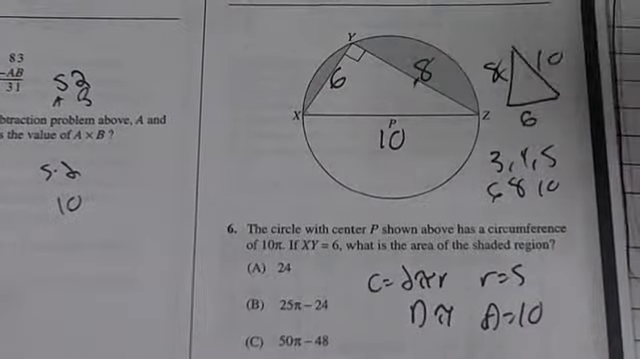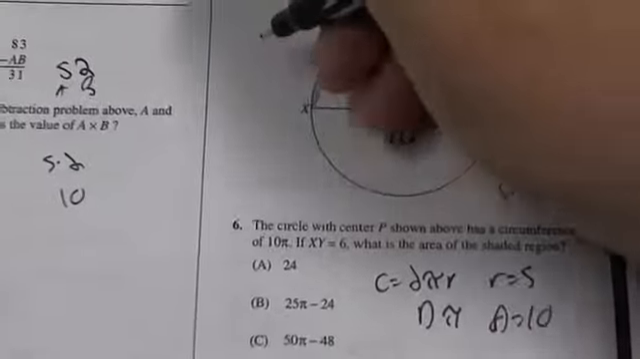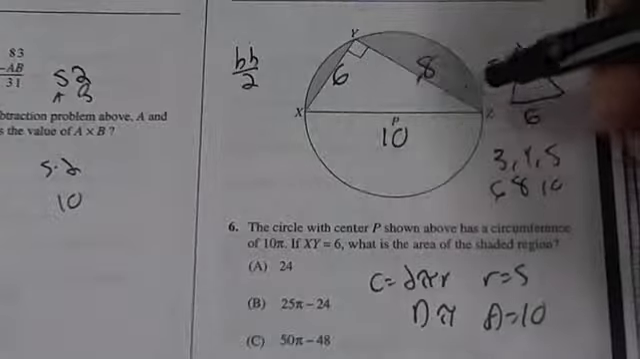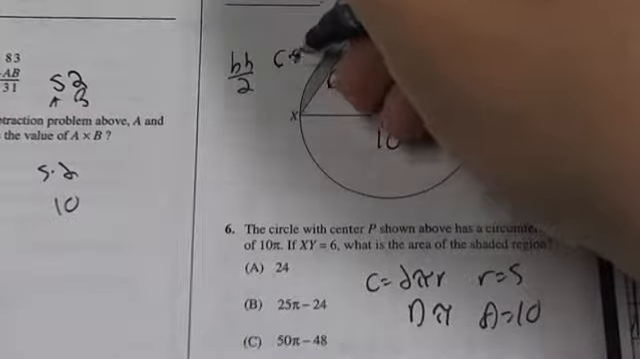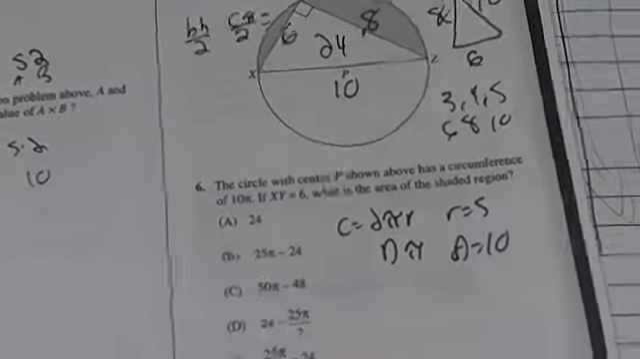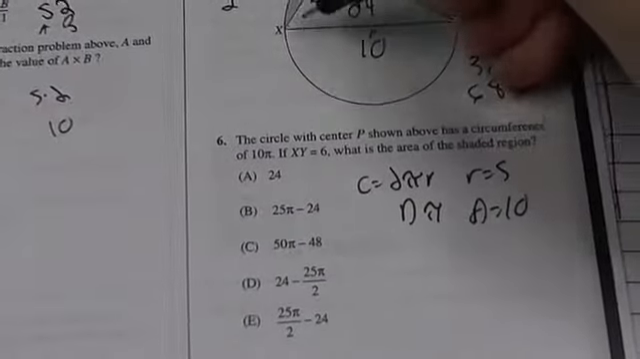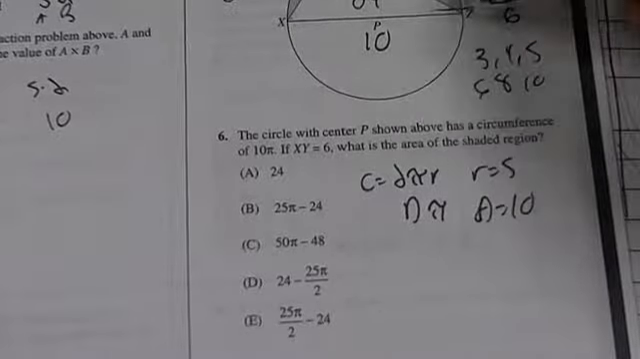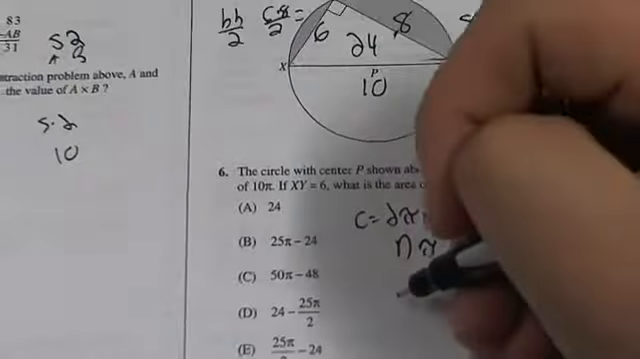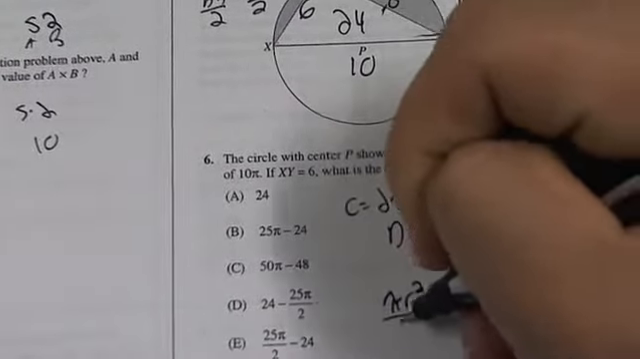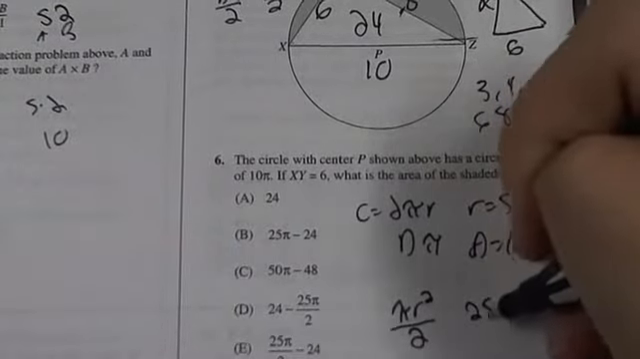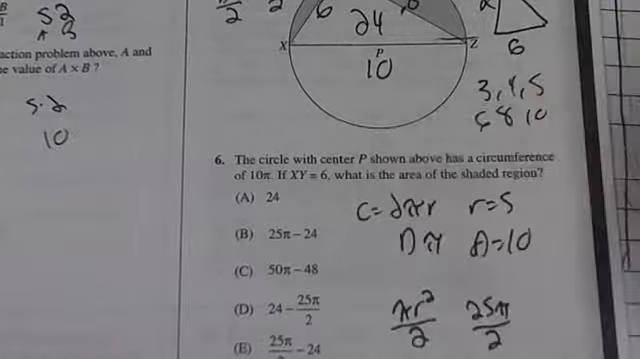So what is the area of the triangle? Remember, the area of a triangle is 1/2 base times height. This is your base, and this is your height. So it will be 6 times 8 divided by 2, which is 24. Now we're just dealing with a semicircle here. What is the area of a semicircle? A semicircle is just half a circle, so it's pi r squared divided by 2. We said r was 5, so it'd be 25 pi divided by 2.